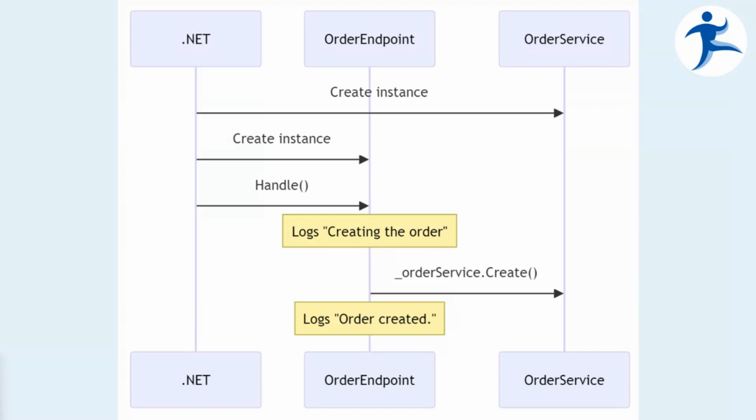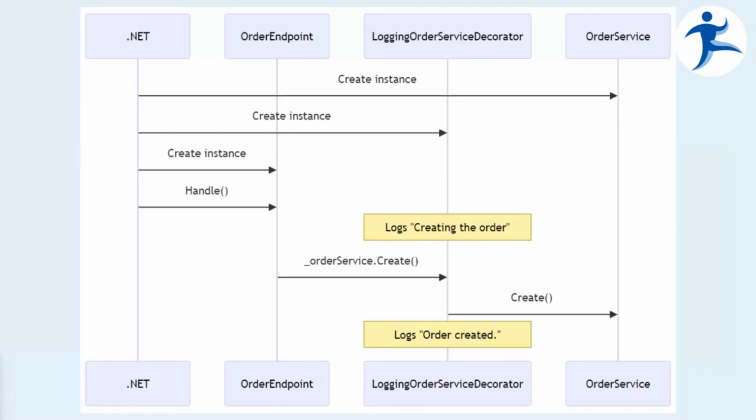If we want to add a decorator, then it would start to look something like this, where we create all the things, right? We create the order service to pass to the decorator, and then we pass the decorator to the order endpoint. Now, the order endpoint doesn't necessarily know that, because remember, the decorator is implementing the same interface as the order service. We're not showing the interfaces here, but imagine we have some IOrderService interface. Well, the logging order service decorator implements that IOrderService interface, and so does order service, of course.